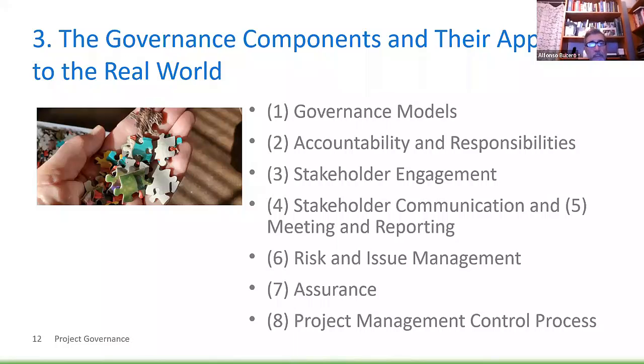So those are the 8 components that I found are really applicable to the real world in terms of governance components. I will read them for you again. Number 1 is governance models. Number 2 is accountability and responsibilities. Number 3 is stakeholder engagement. Try to get as much engagement and involvement from your stakeholders as possible, from the very beginning to the end. Then stakeholder communication, meeting and reporting, risk and issue management, assurance, and project management control process.